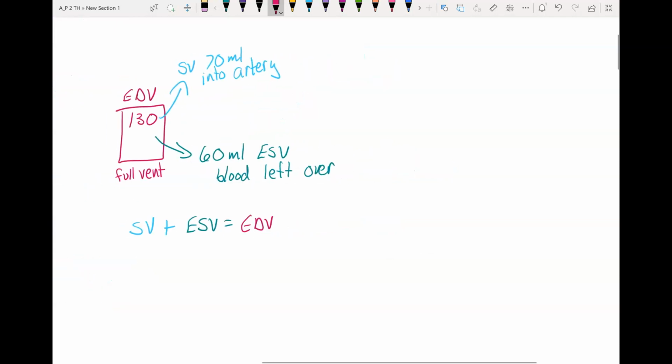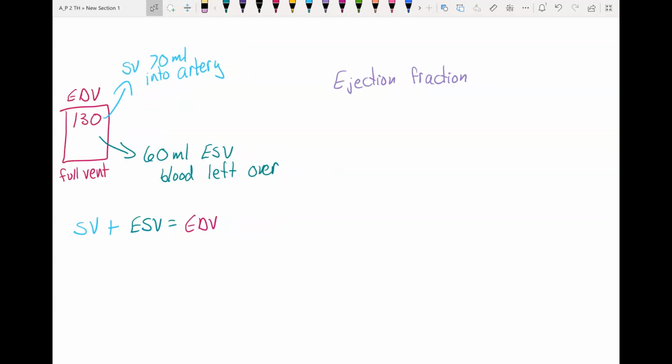The other thing we can do with these numbers is calculate the ejection fraction. The ejection fraction is the percentage of the end diastolic volume, which is, remember, the ventricle when it's full, it's your full starting amount of blood. It's the percentage of that that makes it into an artery.